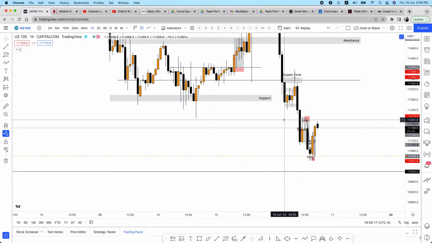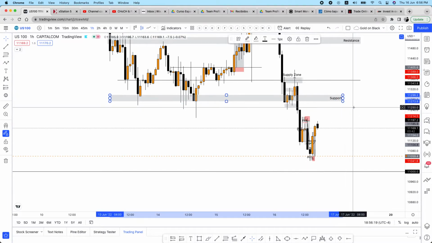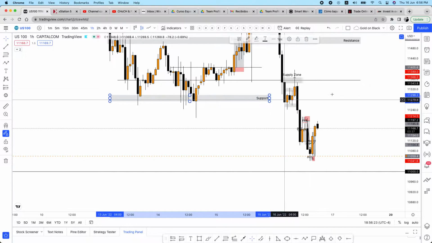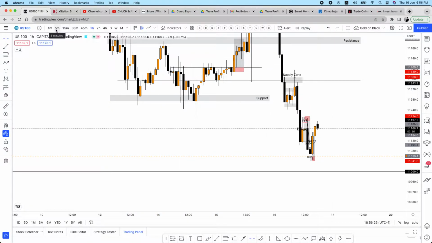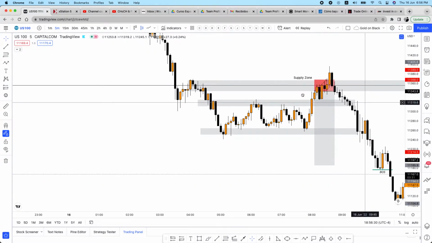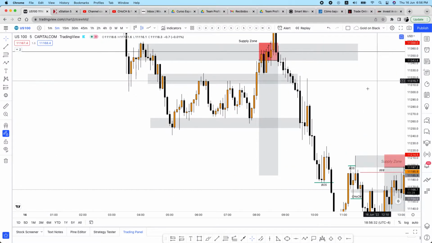So price dropped back to this area. It was struggling at this support right there until it broke it. But this is what happened. Let me go on smaller time frames. I will show you right here. This was the actual first stop out.